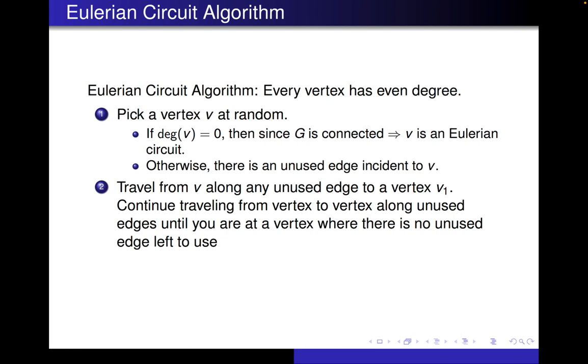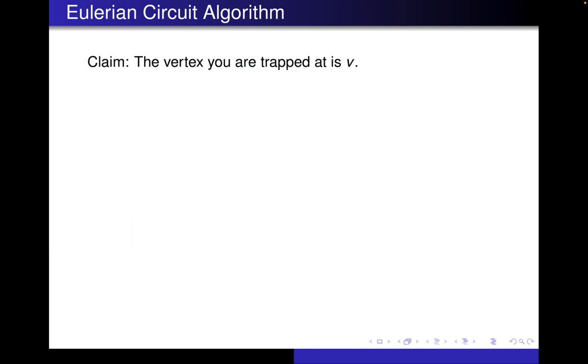In other words, until we get to a vertex where there are maybe some edges coming out of it, but if there are, they're all used up. So there may be unused edges elsewhere in the graph, but at the vertex we are, all the edges have been used. So the question is, where do we end up? And my claim is we ended up exactly where we started, at that first vertex V. All right, that's a claim, right?